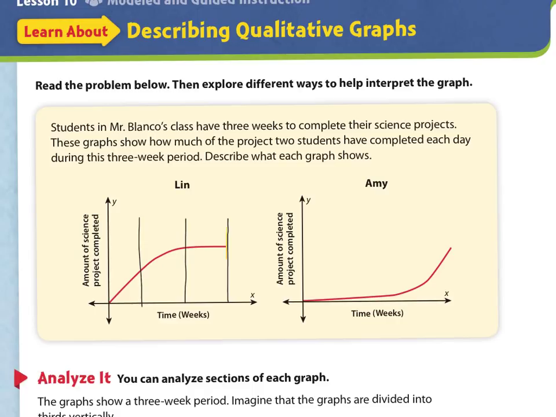Now, if you were paying attention to the amount of the science project completed, you see that Lynn originally started with a high rate of change. It's very constant. And then little by little during the second week, it started to slow down, to in the third week, he barely did anything. So that means that he had his project completed pretty much at the beginning of the third week, and then he just needed to finalize the details.